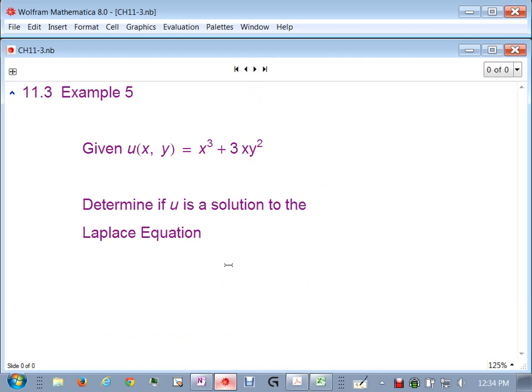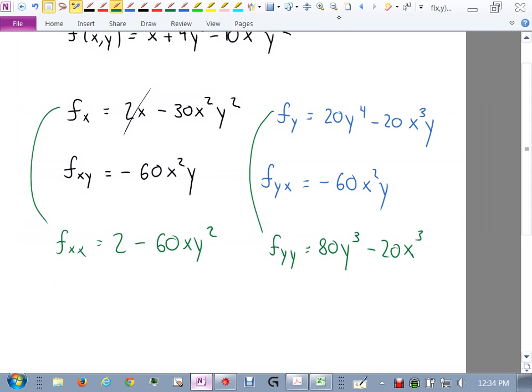So, determine if this function is a solution to the Laplace equation. I know some people have experience with differential equations. Anyone else have some experience with differential equations, or no? A little bit? What's the main idea behind a differential equation? The main idea is that instead of an equation like this, where you have a numeric solution, right? That's an equation. The solution to that is a number. Differential equations are equations that involve derivatives of functions.